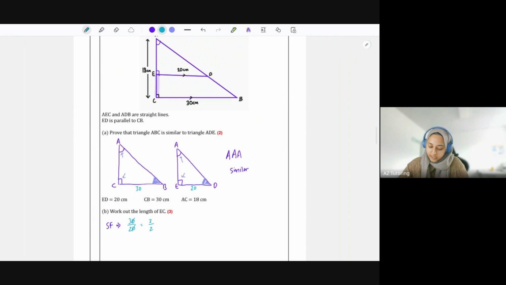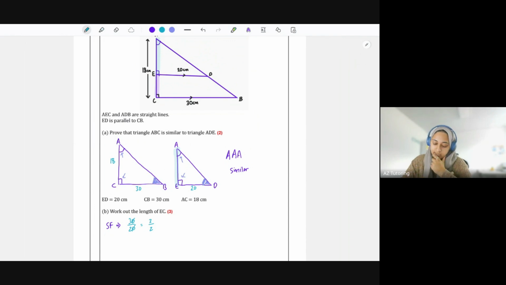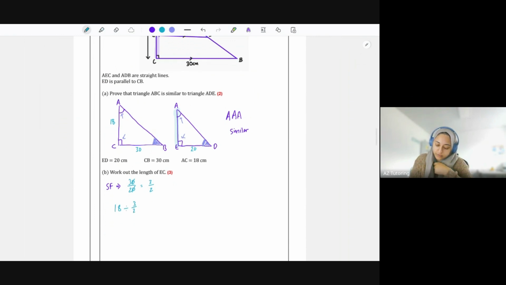So if the scale factor is 1.5, and I know on the big shape this is 18, I can work out this triangle here, so that and that is the same length. Then I can just minus them from each other to find EC. So to work out AE, I'm doing 18 divided by the scale factor, which is 3 over 2.